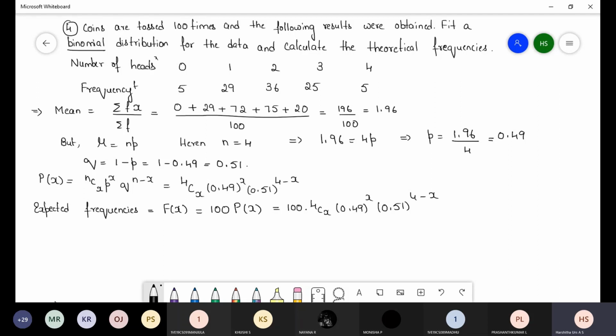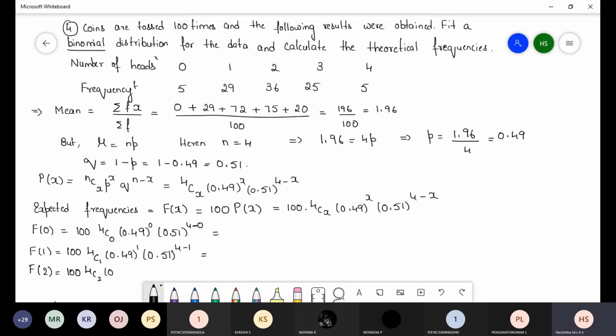Now we have to find the expected frequencies. How do we find them? The first value of x is 0. So we put x equal to 0: 100 into 4C0, 0.49 whole power 0, 0.51 power 4 minus 0. We have to find the value for this one. Next value of x is f of 1: 100 into 4C1, 0.49 whole power 1, 0.51 whole power 4 minus 1. Next f of 2: 100 into 4C2, 0.49 whole square into 0.51 whole power 4 minus 2.